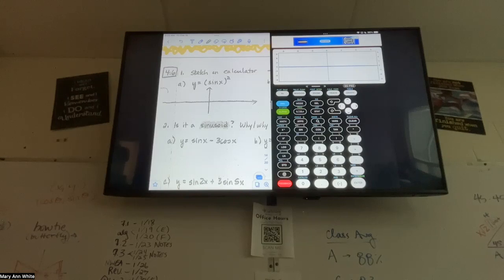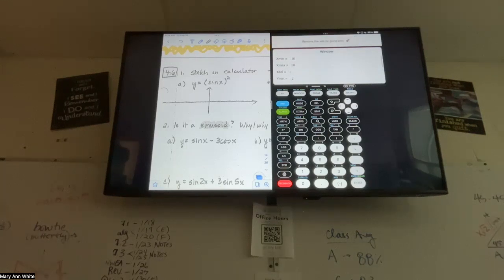Can you remind me, normally sine goes as high as what and as low as what? What's the amplitude for sine? 1. Good. So it normally goes as high as 1 and as low as -1. So let's adjust our window. My y max, maybe it's just -2 and +2, so we can see all around the picture of what we're looking at.